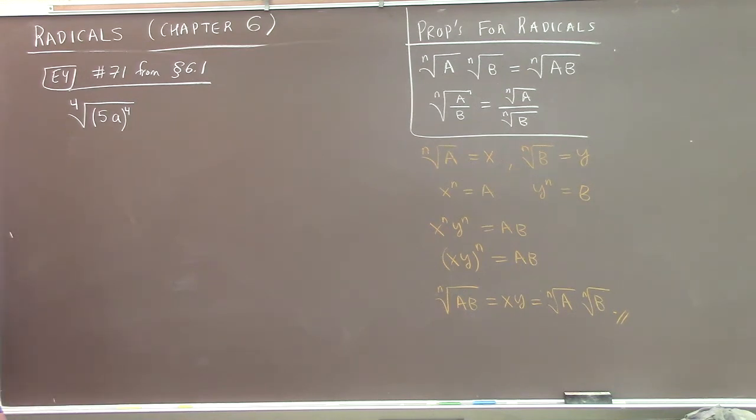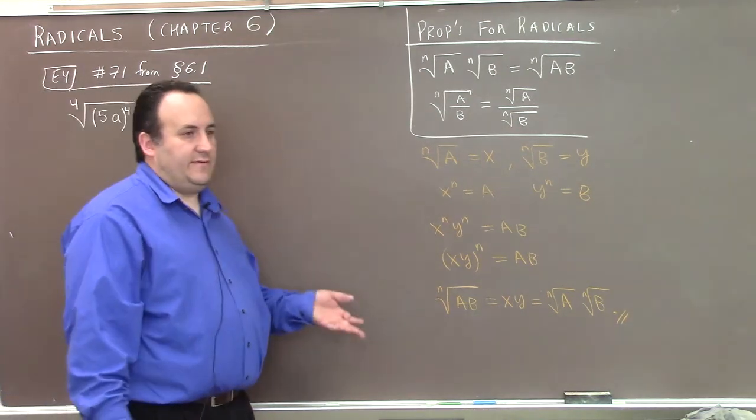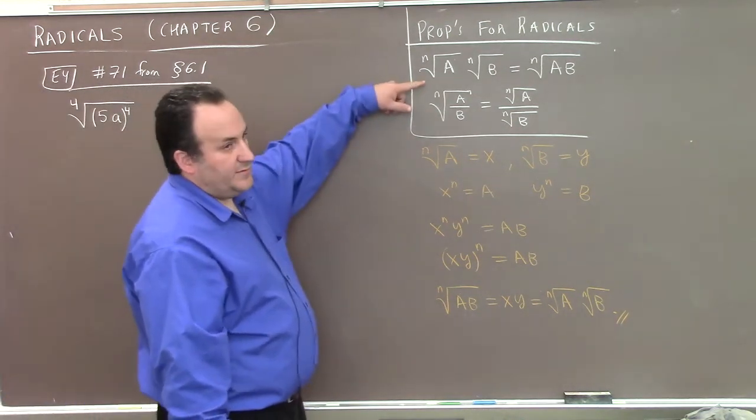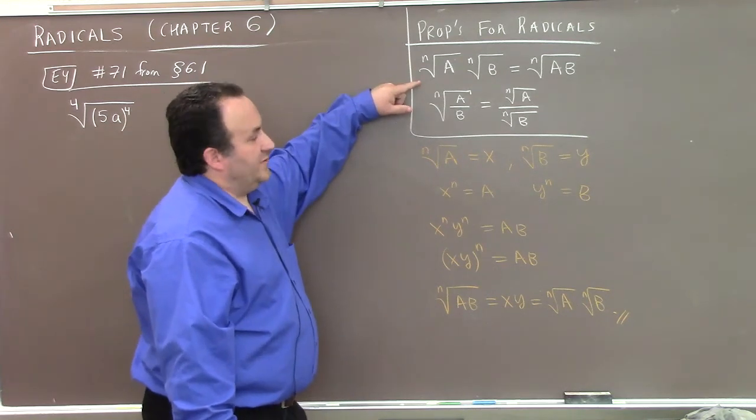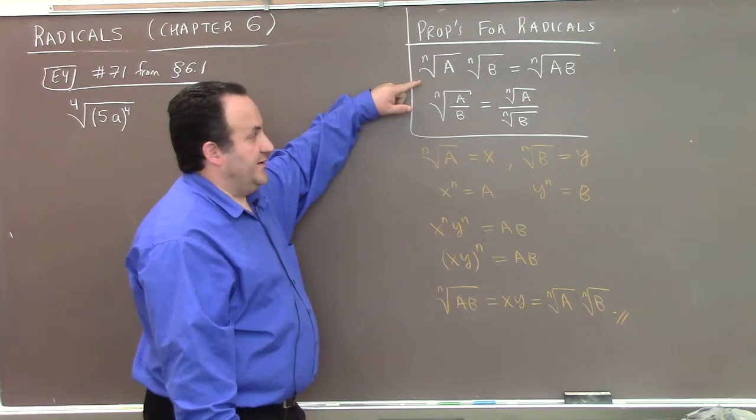I mean, it's pretty rare, right? But what I'm doing right now is proving why this is true. So why is the nth root of a times the nth root of b the nth root of a times b? Let me just walk us through it.